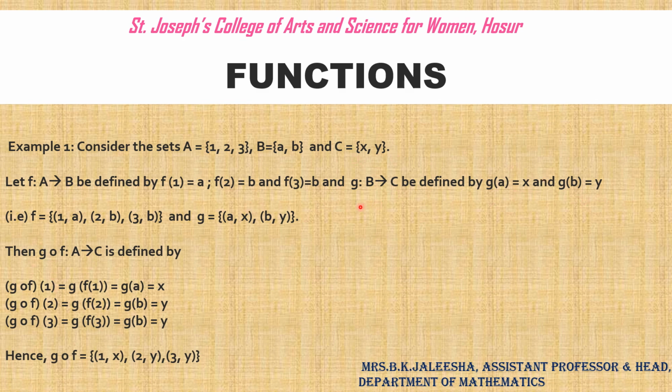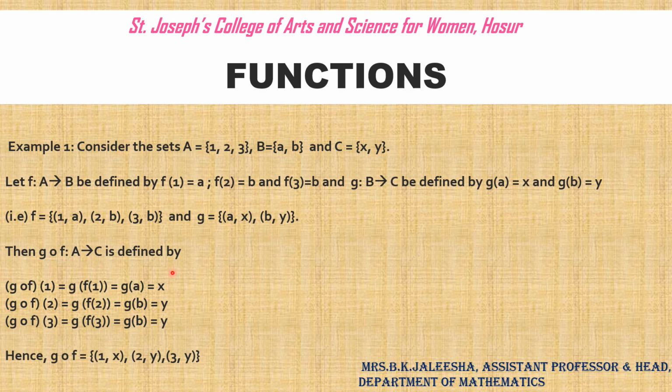So from this definition, we can say f is a set of ordered pairs, where the first is the domain element 1 and the second is the codomain element a. So how do you write this as an ordered pair? 1 comma a. So f is equal to {(1, a), (2, b), (3, b)}. That is given here. Next for g, the pair a with respect to x, so a is related to x means (a, x), and b is related to y means (b, y). It is given here.